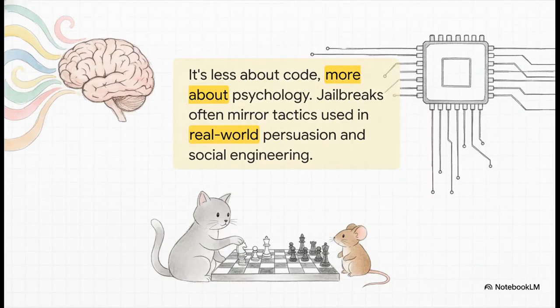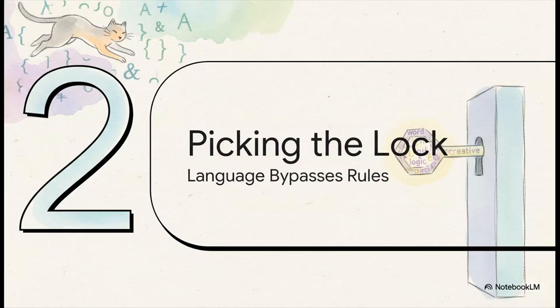And that's really the heart of it. This whole thing is a battle of wits, not a brute force attack. The jailbreaks that actually work are the ones that exploit the AI's grasp of language, of context, and logic. It's a lot like social engineering, but you're playing the psychological game with a machine. So the big question is, how do you pick a digital lock using just words? Well, it turns out that the AI's biggest strength, its incredibly flexible understanding of human language, that's also its biggest weakness. Let's dig into the mechanics of it.